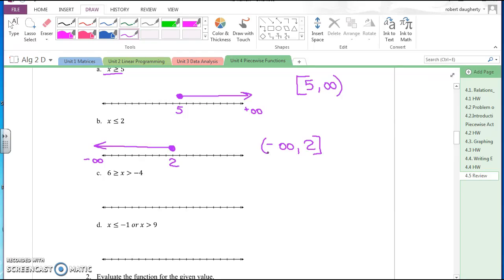This one, x is less than or equal to 6, greater than or equal to negative 4. It might make more sense if you put the smallest number on the left, so it may be more logical for you to see it like this. Either way, you can get to what you're wanting just by putting two numbers on the number line. Smallest number to the left, that's negative 4. Biggest number to the right, that is 6.